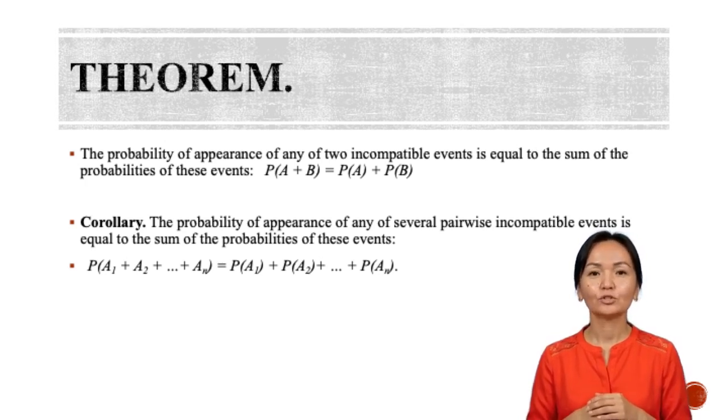But the power of this theorem doesn't stop there. We also have an important corollary. The probability of the occurrence of any one of several pairwise incompatible events is equal to the sum of the probabilities of all these events. This means that for any number of mutually exclusive events, we simply add their probabilities together. For example, if we have three incompatible events, P(A + B + C) = P(A) + P(B) + P(C). This theorem is incredibly useful because it allows us to break down complex probability questions into simpler components, calculate each component separately, and then combine the results through addition.